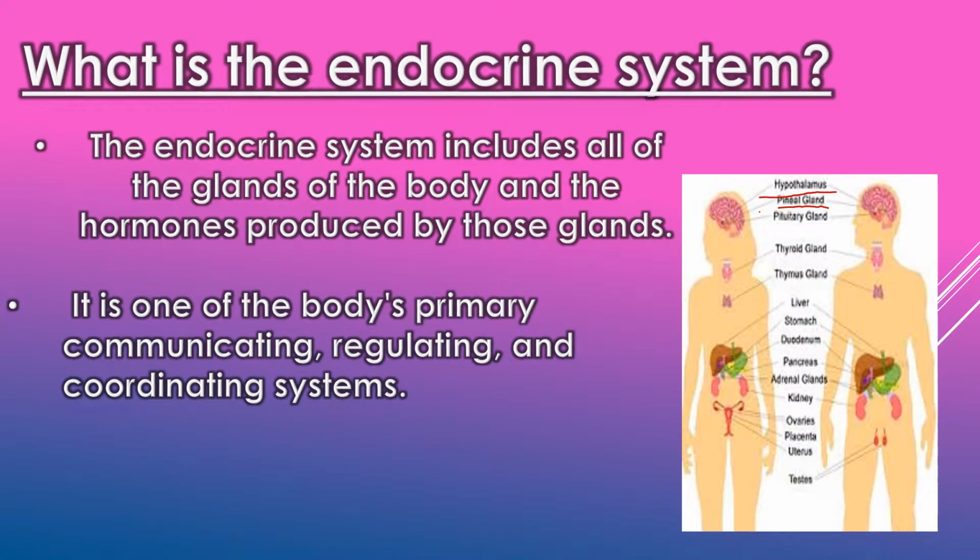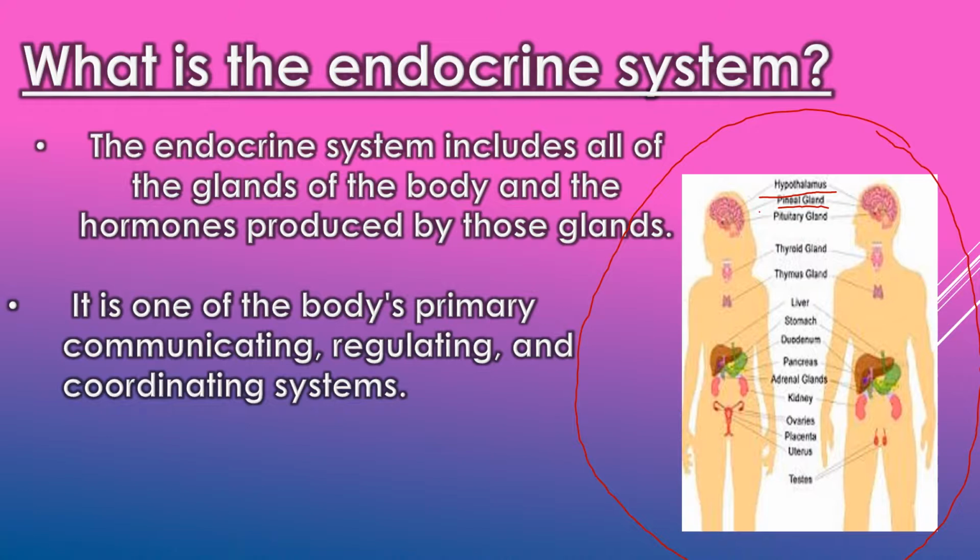First, we are going to answer the question, what is the endocrine system? The endocrine system includes all of the glands of the body and the hormones produced by those glands. It is one of the body's primary communicating, regulating, and coordinating systems. If you can kind of see this image, it tells us what the endocrine system consists of in our body.